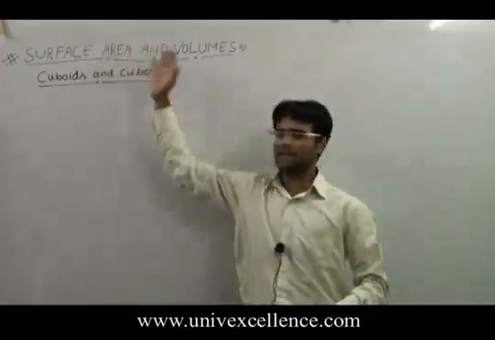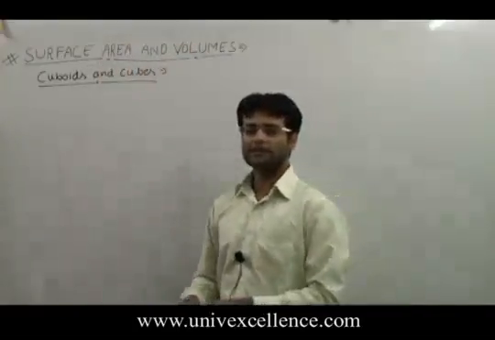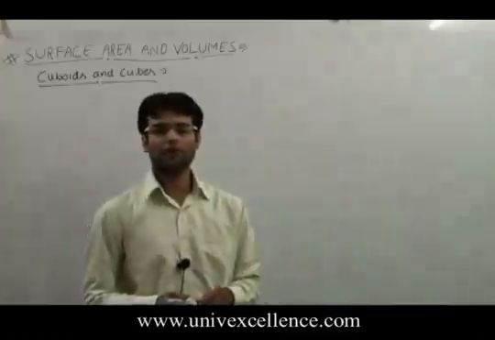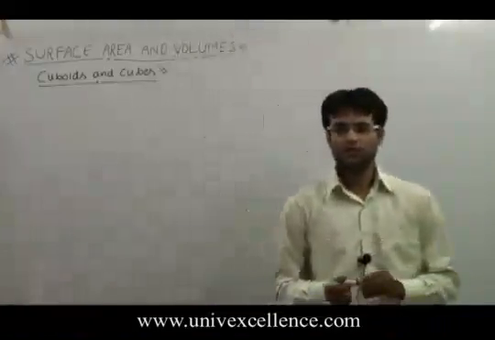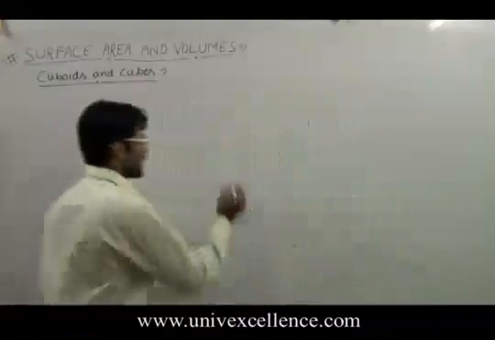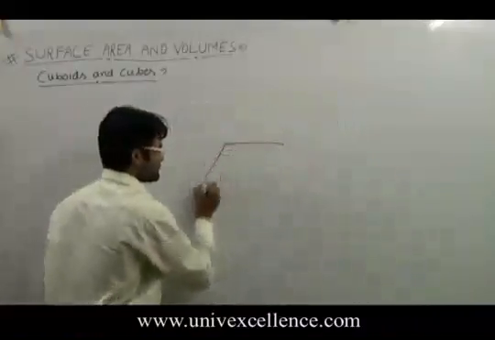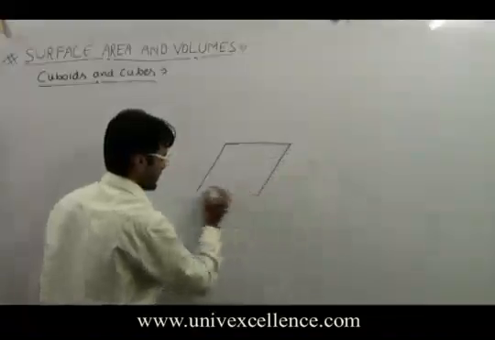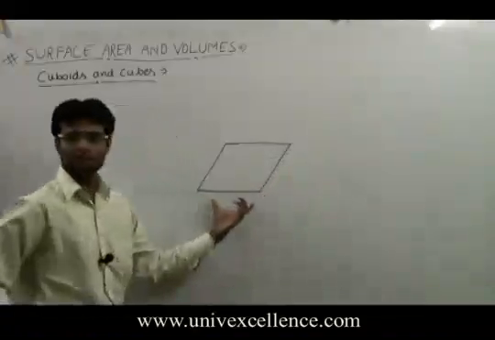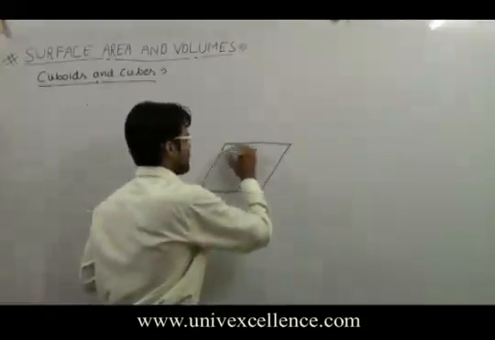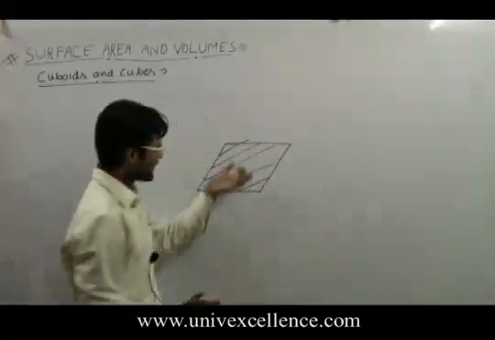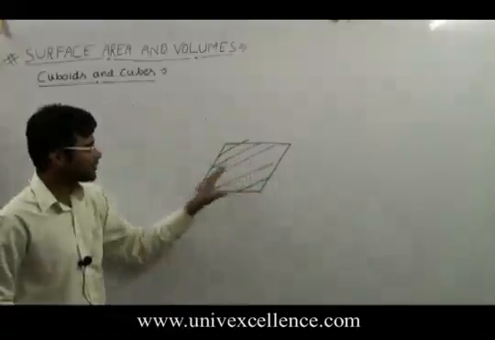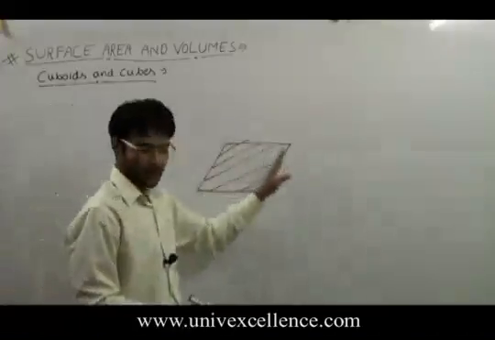In the chapter Surface Area and Volumes, we will talk about the surface areas and volumes of different types of objects. What do we mean by surface area and what do we mean by volume? If this is a 2D shape, a quadrilateral, we know that the part where we can paint or write or draw lines is the area of this part.